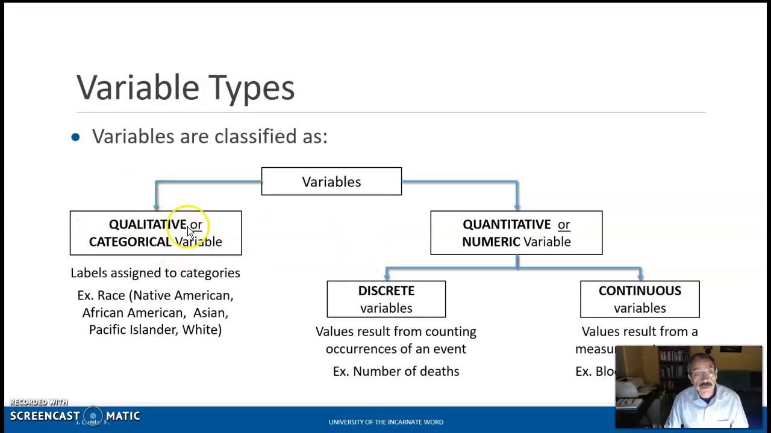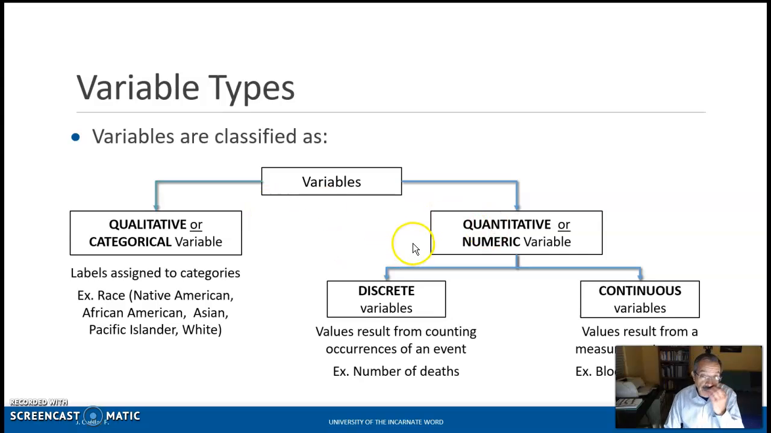The categorical variables or qualitative variables have the characteristic that they contain labels assigned to each of those categories. For example, if we look at the variable race, then we see that the variable race is composed of several categories: Native American, African American, Asian, Pacific Islander, white, for example.